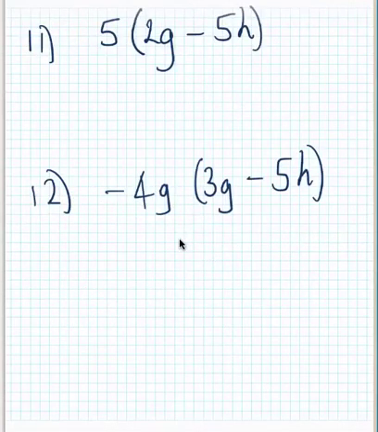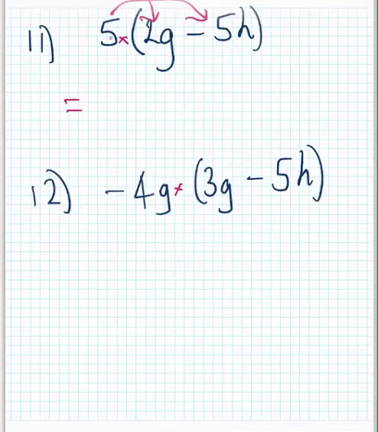Our next two questions we have to expand and also perhaps simplify where possible. So expanding, we know there's an invisible times next to the bracket. So in this case, we've got 5 times 2g and 5 times 5h. Now, if you can do this mentally, that's great. So remember that 5h is actually a negative 5h. But if you want to show working out, you can.